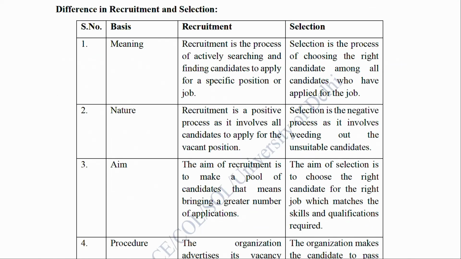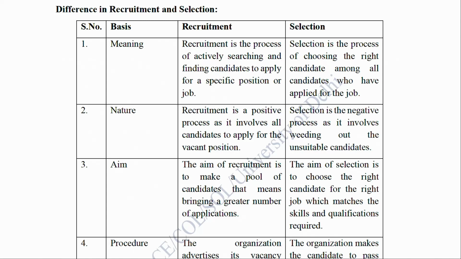Difference in recruitment and selection. Number 1, recruitment is the process of effectively searching and finding candidates to apply for a specific position or job. Whereas selection is the process of choosing the right candidate among all candidates who have applied for the job. Second, recruitment is a positive process as it involves all candidates to apply for the vacant position. Whereas selection is a negative process as it involves weeding out the unsuitable candidates.